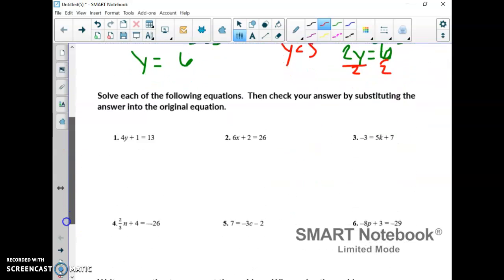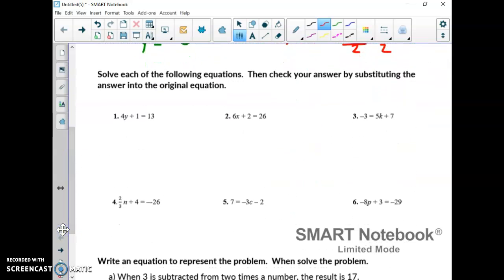All right, let's go down. So my goal is I'm going to do 2 of these examples with you, and then you are going to do questions 3, 4, 5, and 6 on your own.